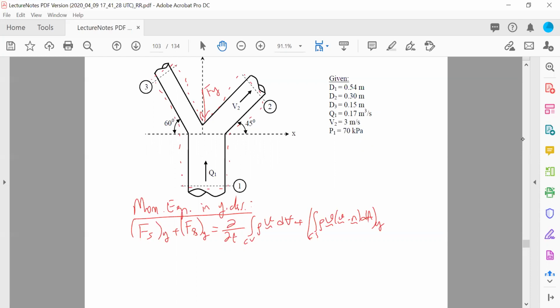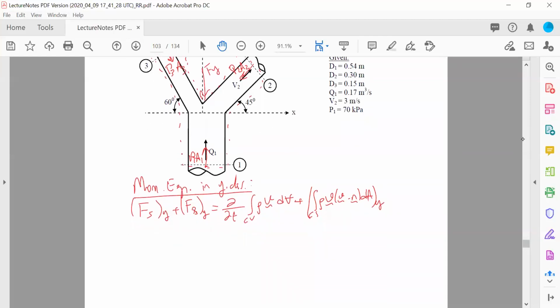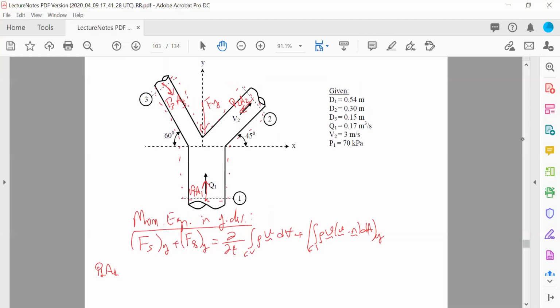And please note that we have pressure forces in all three sections. P1, A1 in this direction. I cannot plot it well, but P3, A3 in this direction and P2, A2 in this direction. So that let's insert those in our equation. We have P1, A1 in the positive direction. And we need to look for the components of those two.